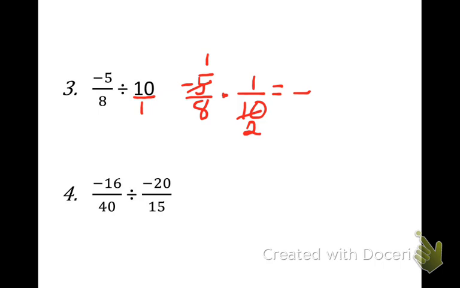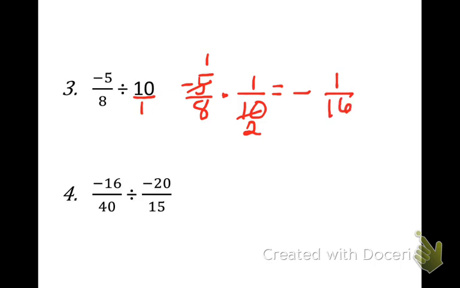Remember, canceling just means dividing any numerator, top number, and any denominator, bottom number, by the same thing. Now I can't cancel the 2 and 8 because they're both on the bottom. So on top I have 1, and on the bottom I have 16. So that would be my answer.